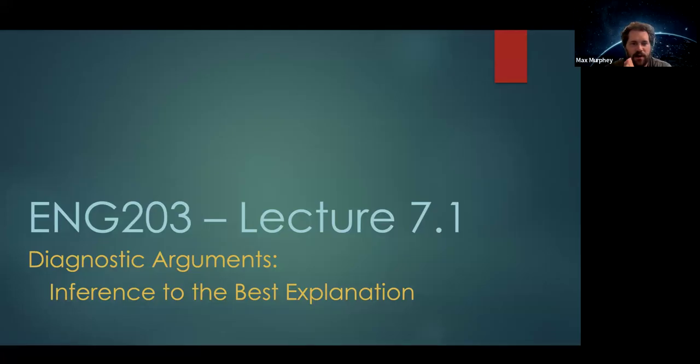So we have moved on from chapter 4 of Larry Wright's book, which is called Argument Analysis, to chapter 5, which focuses on a specific type of argument called a diagnostic argument, as you'll see if you do the reading. And we'll get into that concept and a lot of associated concepts in this lecture.